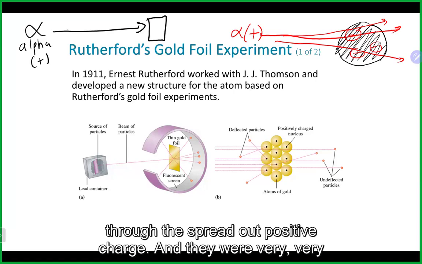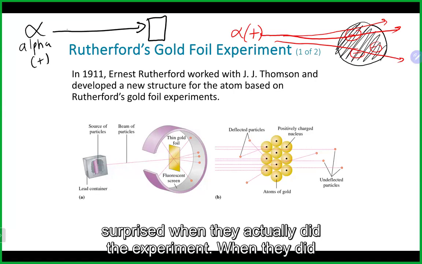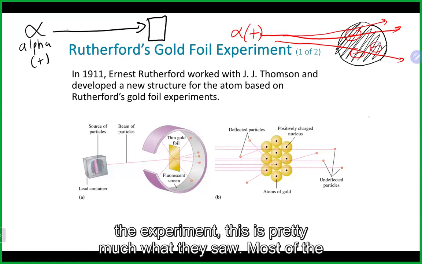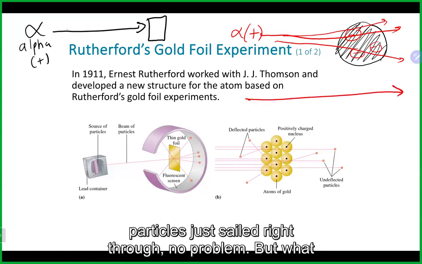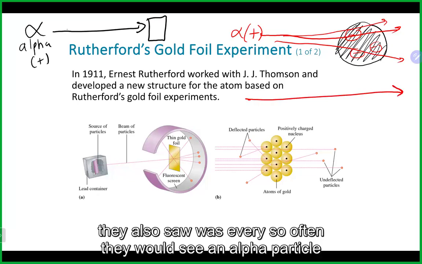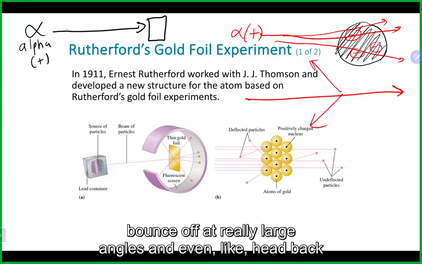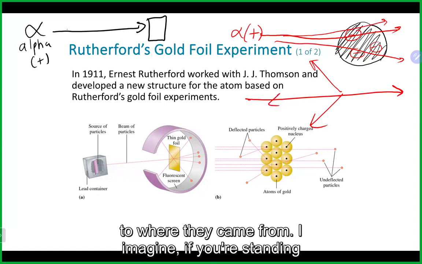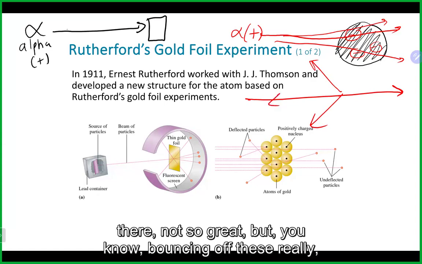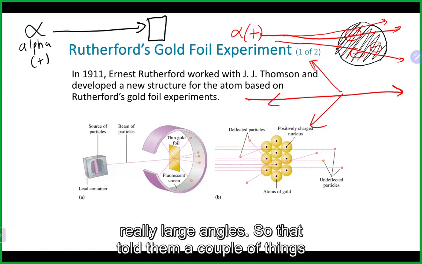And they were very, very surprised when they actually did the experiment. This is pretty much what they saw. Most of the particles just sailed right through, no problem. But every so often, they would see an alpha particle bounce off at really large angles and even head back to where it came from. I imagine if you were standing there, not so great, but bouncing off at these really, really large angles.